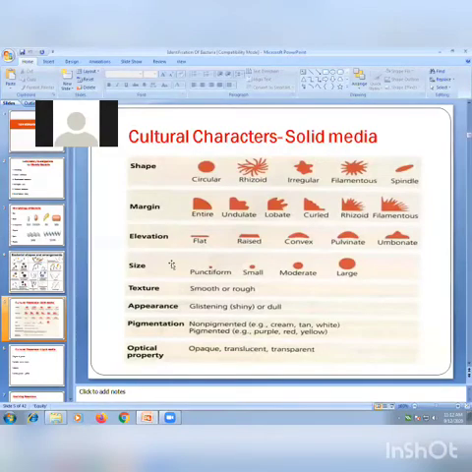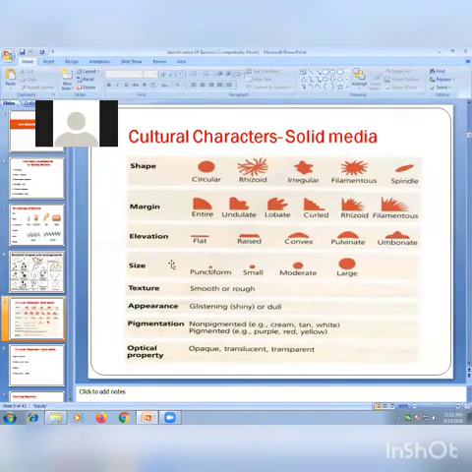Then after this, the size of the colony. In size, we generally measure with the help of a simple scale. Measure in millimeters: 2 millimeter, 3 millimeter, 4 millimeter, like that. And generally we write punctiform, then small colony, moderate colony, large colony, like that. So depending on the size of the colony we use such types of words, and also we measure the diameter in millimeters.